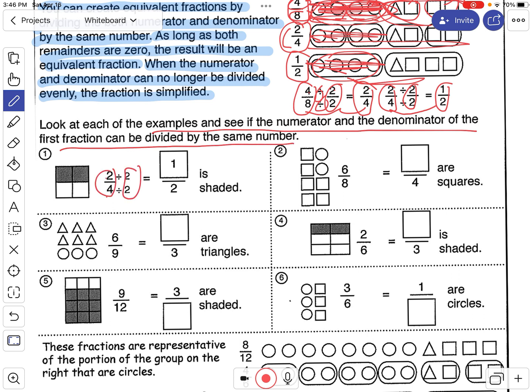I can divide it by 2/2, or 1, right? So 2 divided by 2 is equal to 1. 4 divided by 2 equals 2. And you can see in the picture that 2/4 is the same thing as 1/2.